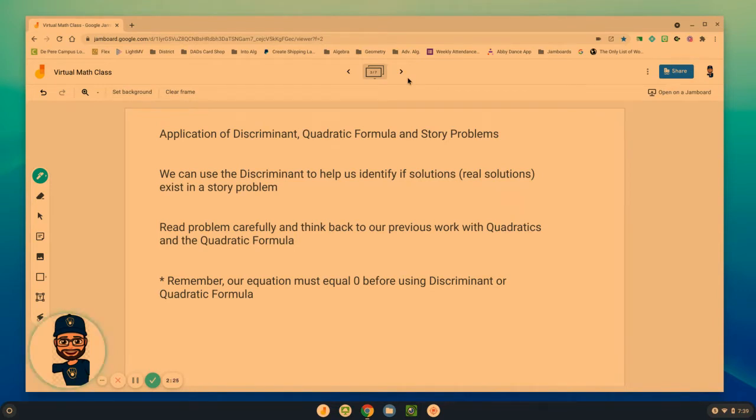We've got to make sure that we read the problem carefully and think back to some of our previous work where it wants to know if it reaches a certain height. And so we might have to set the equation equal to something to see if it reaches that height. However, when we are using the discriminant or the quadratic formula, our equation must equal 0.